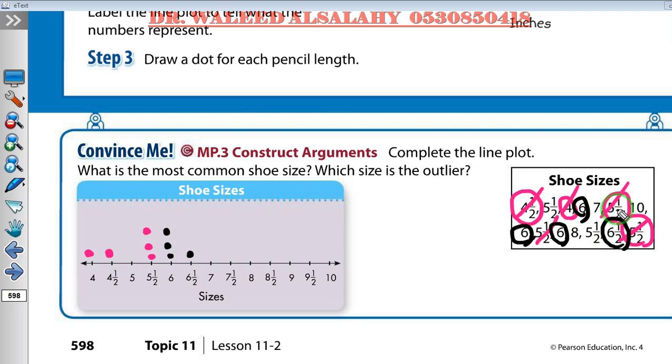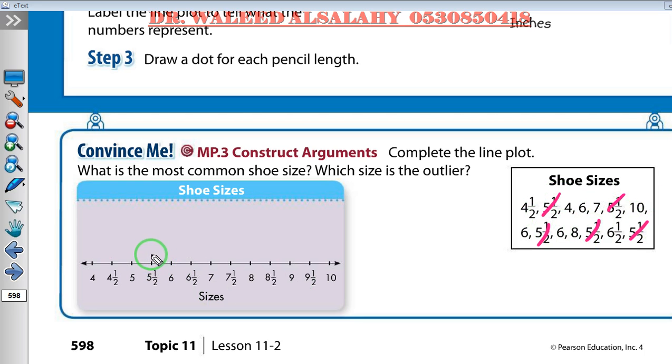5.5 three times: 1, 2, 3, 4. No, so 5.5 we have 4 times. See? 5.5 one time, 2 times, 3 times, 4 times. So we have to put 4 dots here. Sorry. 7: how many 7 do we have? One time. Put a cross and put 1 dot. Do we have 7.5? There is no 7.5 here. Oh, teacher, we still have 5.5: 1, 2, 3, 4, 5. So put 5 dots here.